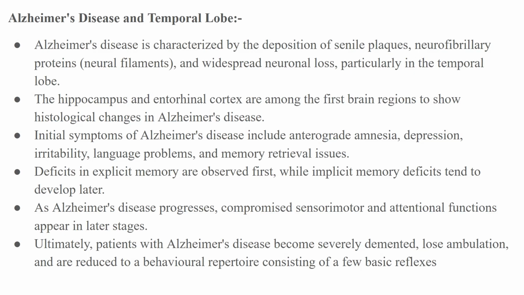Then there are deficits in explicit memory, while implicit memory deficits tend to develop later. Explicit memory is affected first, and as Alzheimer's progresses, some compromise of sensory, motor, and attentional functions occurs, which is noticed in much later stages. Ultimately, the patients of Alzheimer's become severely demented, they lose ambulation, and they are reduced to a behavioral repertoire consisting of a few basic reflexes. Okay, so this was about Alzheimer's and temporal lobe.